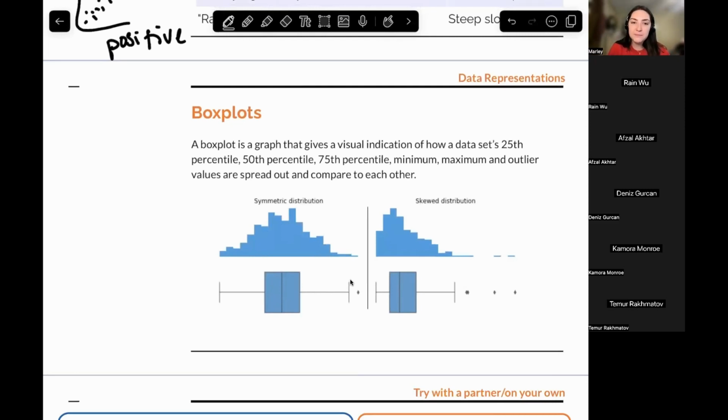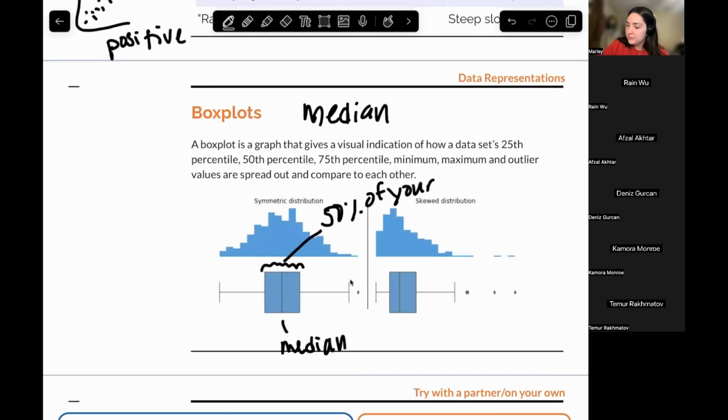A box plot is more of representing data in a way that we see median, which you guys talked about this morning, I believe, when you did center of spread and all of that kind of stuff. So it's a way of showing your median. This line right here represents your median. The box itself represents 50% of your data, because the median is technically your 50% point.